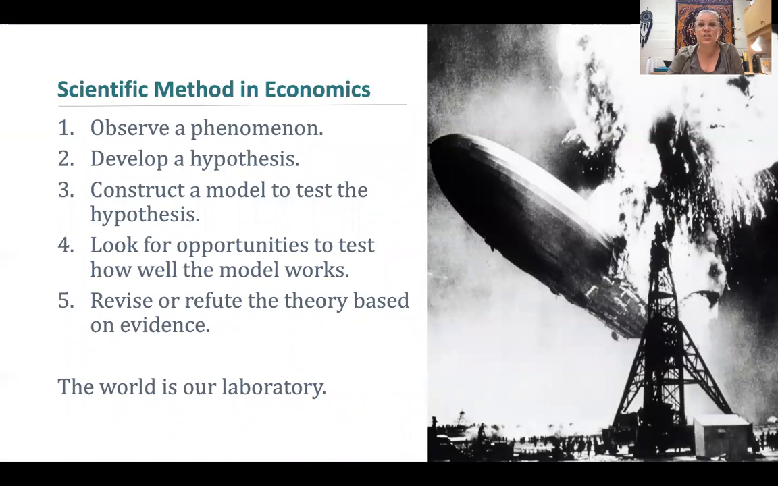The scientific method in general goes as follows. We observe a phenomenon happening in the world, and we develop a hypothesis about what is happening or why we see that phenomenon occurring. We then construct a model, a simplified version of that world to test our hypothesis. And we look for different opportunities to alter the variables within the model to test how well the model works. We can then revise or refute our original theories based on the evidence that we procure through our models.